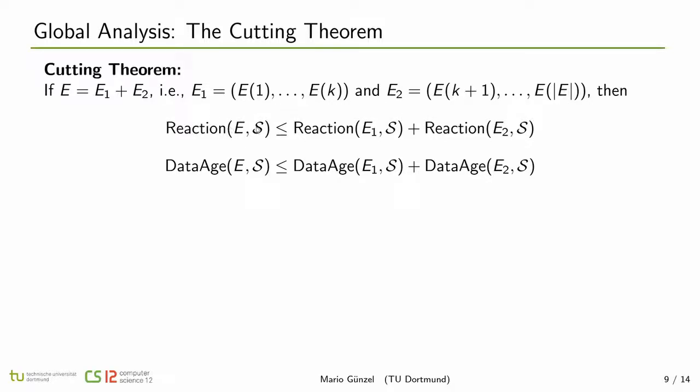Then the reaction time of E is actually bounded by the sum of the reaction times of the two components. The same holds for the data age. So the data age of E is upper bounded by the maximum data age of these two components.